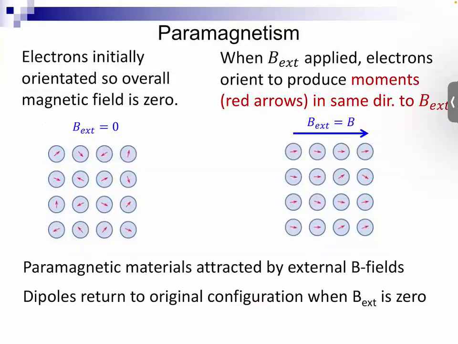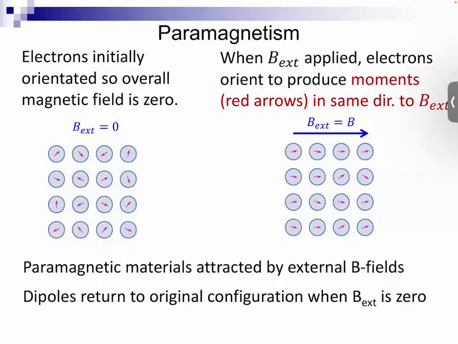For a paramagnetic material, it's the same as the diamagnetic materials. The electrons are randomly oriented initially, just the material by itself without subjecting it to an external magnetic field. So overall, the magnetic field of that material is zero. So that material is not magnetic because the electrons are oriented randomly, canceling out each of the individual magnetic fields created by each of the electrons.